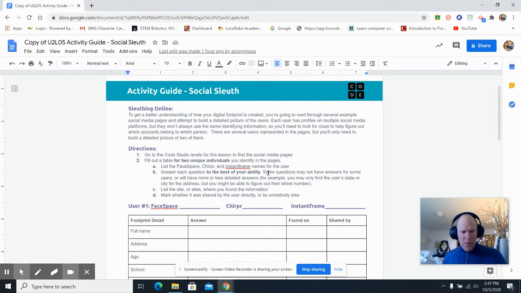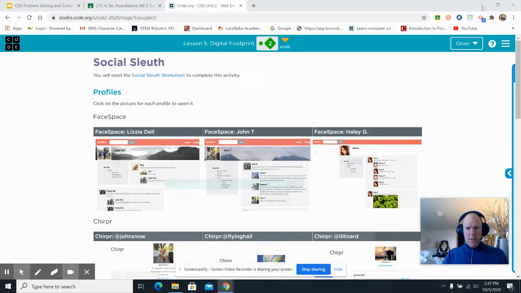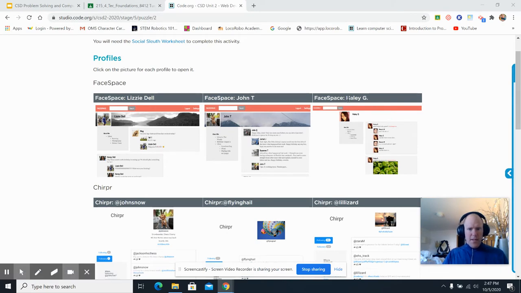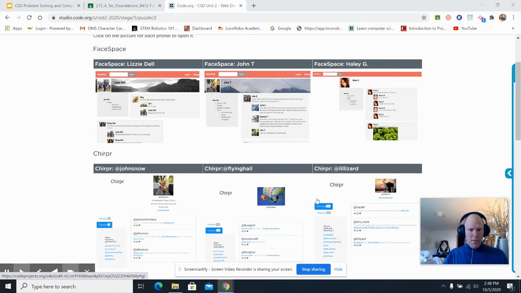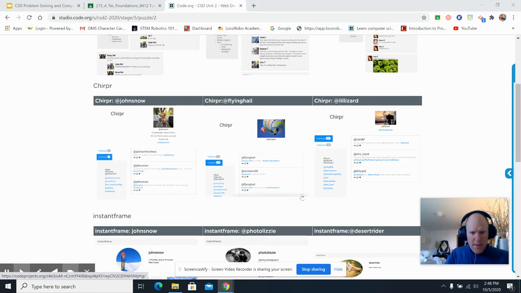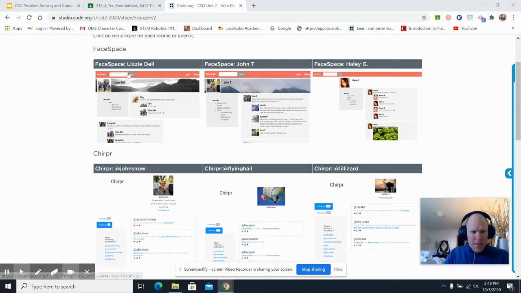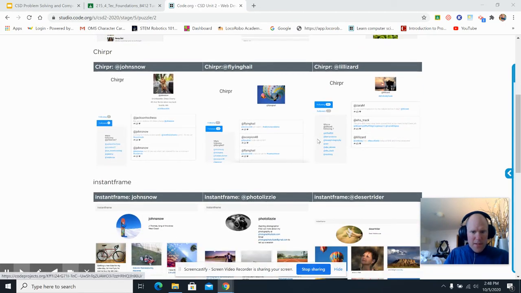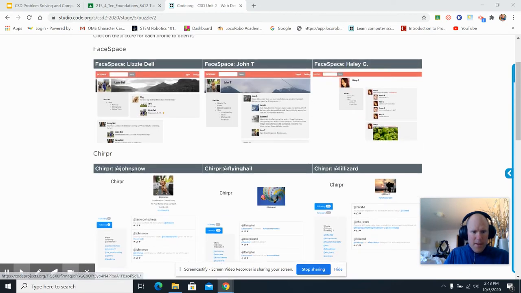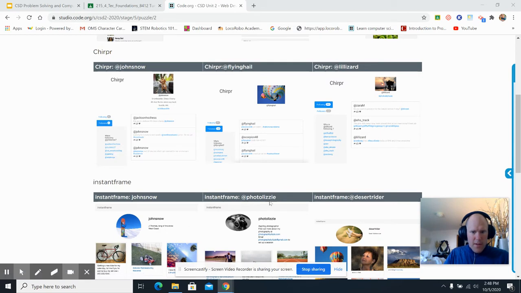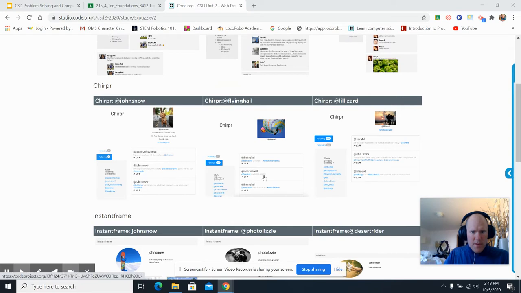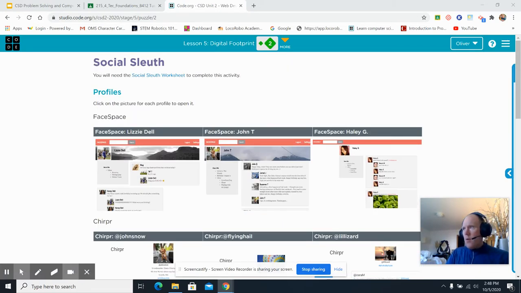So the directions are go to Code Studio levels for this lesson to find social media pages, which are right here. You've got Lizzie Dell, John T, Haley G, and you have their Face Space pages. Here you have their Chirper accounts, John Snow, Flying Hail, and Lil Lizard. Put those together, okay? And you have John Snow, Photo Lizzie, and Desert Rider. Think about this: Lizzie Dell, Lil Lizard, Photo Lizzie, these three go together. John and John go together. And Desert Rider, Flying Hail, and Haley G. So we're going to take a look at those.